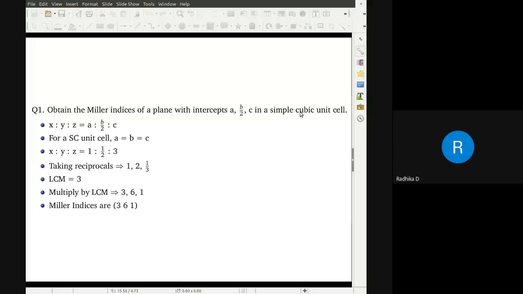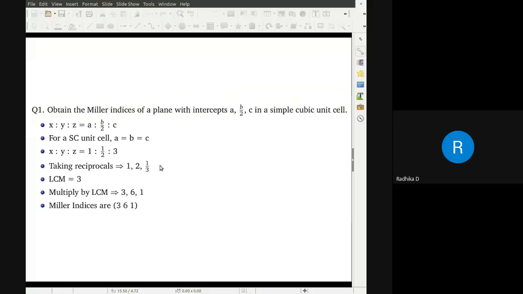Next, you know that it's a simple cube, so a is equal to b is equal to c. Instead of b I can put a, instead of c also I can put a. Sorry, I made a mistake in writing it. It is 3c. The intercepts are a, b by 2, 3c.